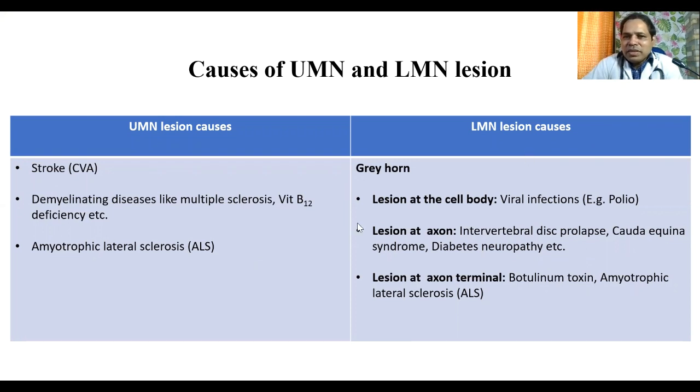Lower motor neuron causes: the lesion may be at the cell body, maybe a viral infection like polio. The lesion may be at the axon level, maybe intervertebral disc prolapse, Hodgkin syndrome, diabetic neuropathy, etc. The lesion may also be at the axon terminal, maybe because of botulinum toxin. And like upper motor neuron lesion, there may be a cause for this also, amyotrophic lateral sclerosis. So this can affect both upper motor neuron and lower motor neuron. And if this occurs, what will be the symptom that we'll see at last, right?